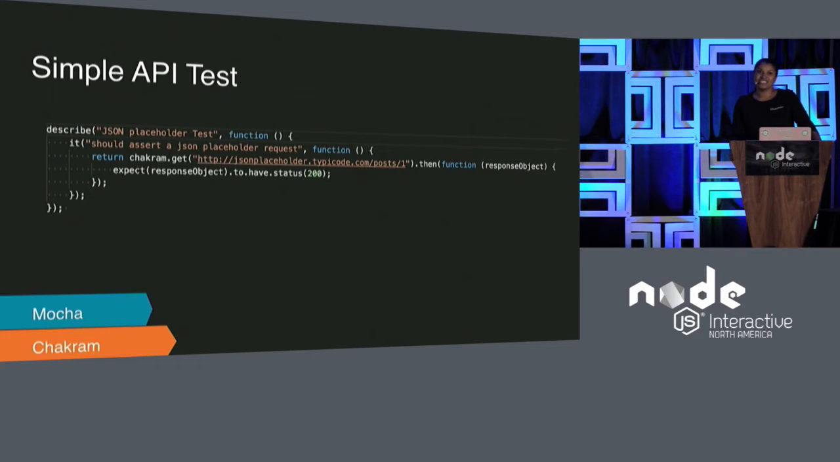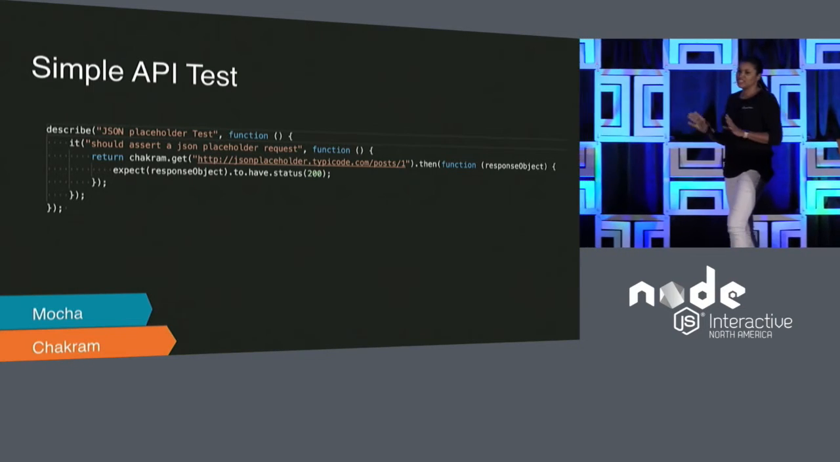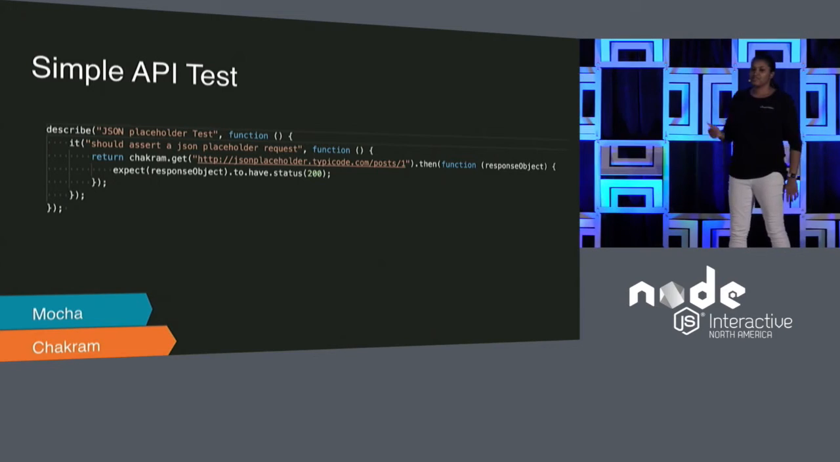When it comes to getting started with API testing, people, it can be a little bit tricky. But what I recommend is start simple, make it very easy on yourself. This leverages Mocha and Chakram. You can see it's very simple code. It's just doing a GET request, and you're validating that you get a 200 response.